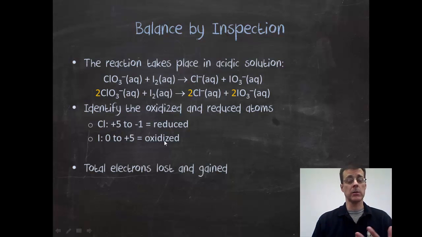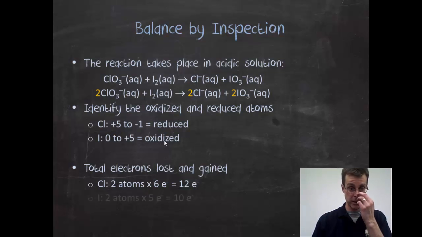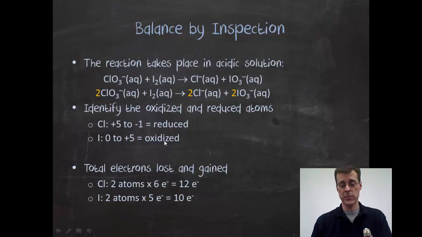Okay, do the same thing. Total electrons lost, total electrons gained. And if I look at chlorine, 2 atoms are gaining 6 electrons, going from +5 to -1. That's 12 electrons. And then iodine going from 0 to +5 is 5 electrons each, and 2 atoms are doing that. So that's only 10 electrons. Now that's a problem because total number of electrons lost and total electrons gained aren't the same. Now you could say, well, couldn't I do some multiplying and make it work out? And the answer is yes, but how do we balance it without going through all of this?